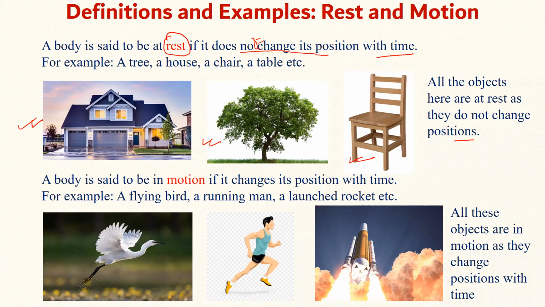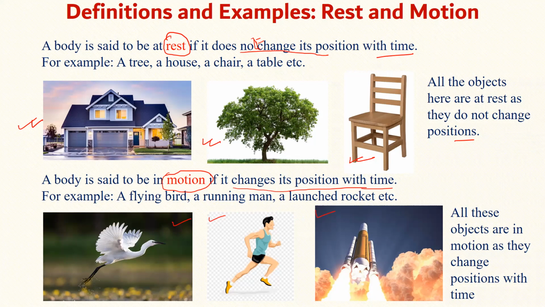Okay, now let us check some other examples. Motion. So when do you say that something or a body is in motion? A body is said to be in motion if it changes its position with time. Like a flying bird, like a running man, this man is running. Like a rocket, this rocket just has been launched from its launch pad.